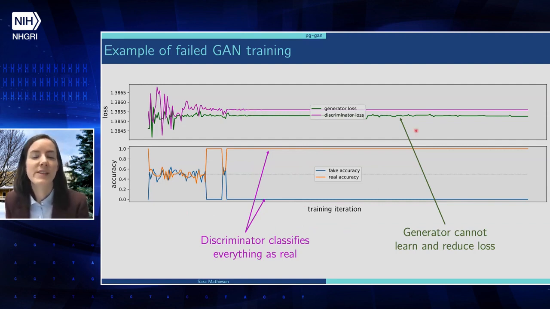And this is also represented in the loss, where the generator loss is not very low. It's not getting any positive feedback. Everything it does is classified as real, so there's no incentive for the generator to improve. So this is definitely a major thing that can go wrong.